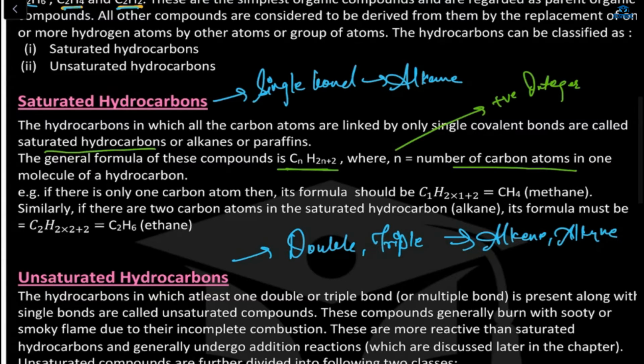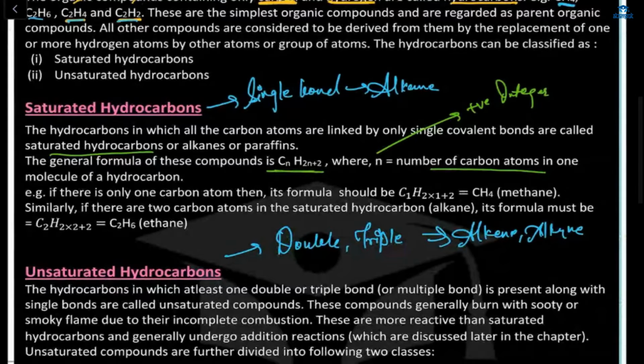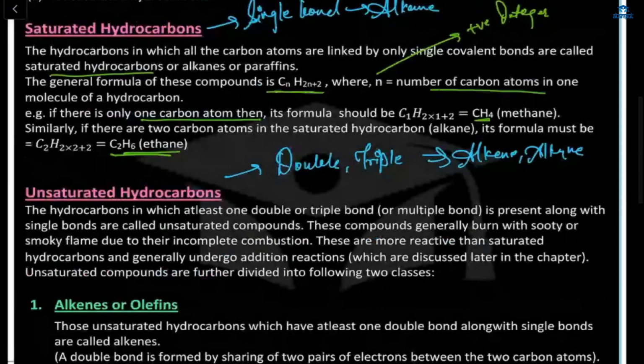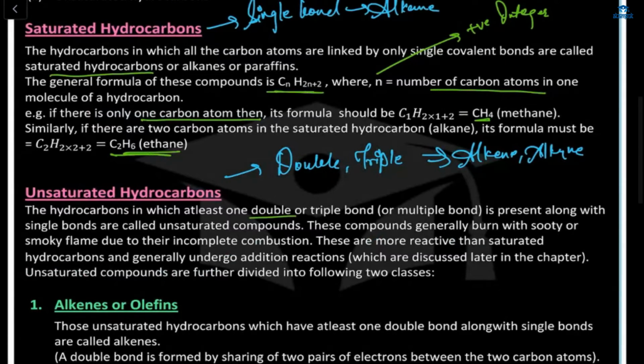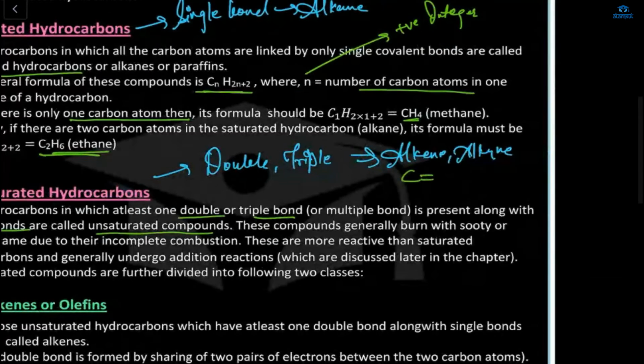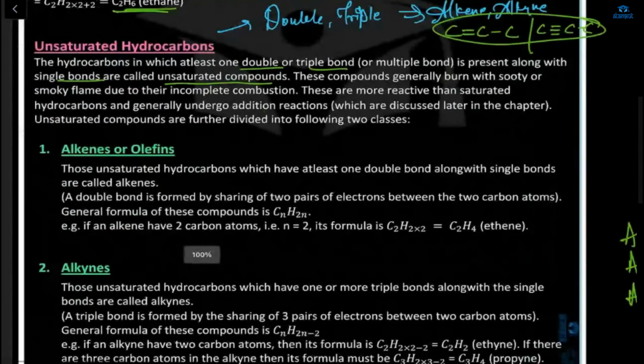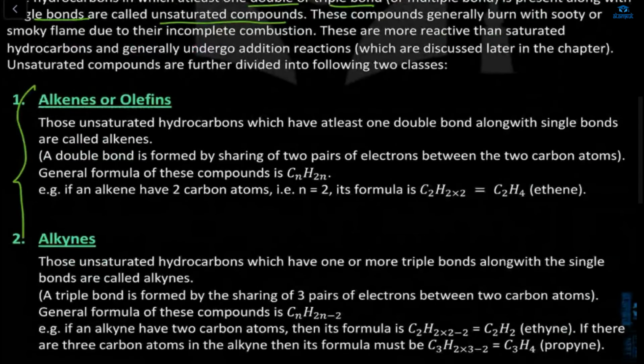Next example: if there is only one carbon atom, then it's CH4, methane. If there are two, then it will be C2H6, which is ethane. And what about unsaturated? Unsaturated means at least one double or triple bond along with single bonds. It will be like double along with a single, or triple along with some single bonds. In unsaturated, you will have these two, alkenes and alkynes.